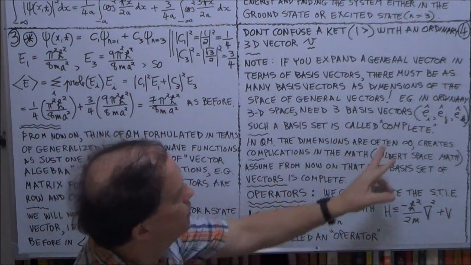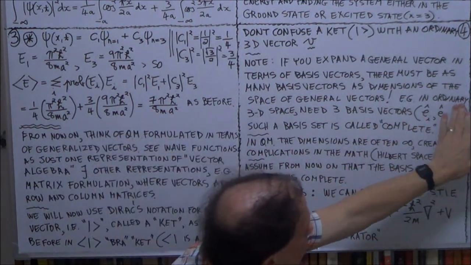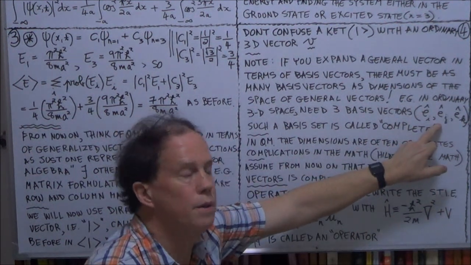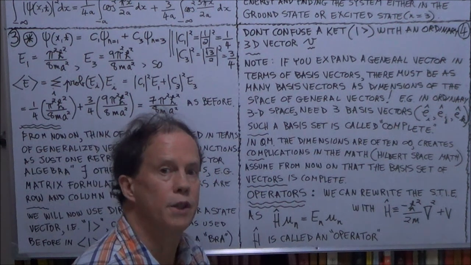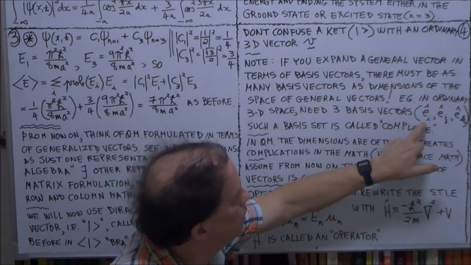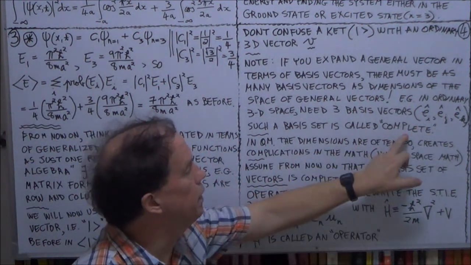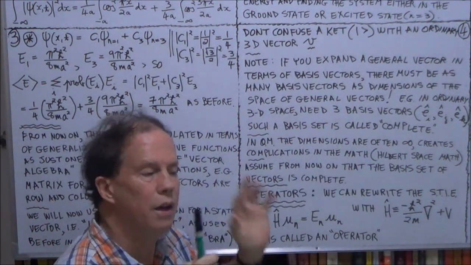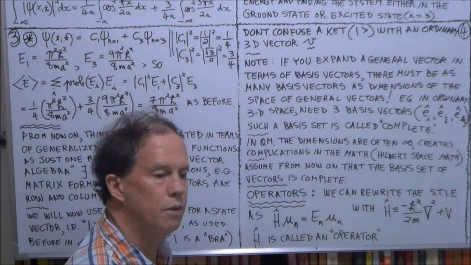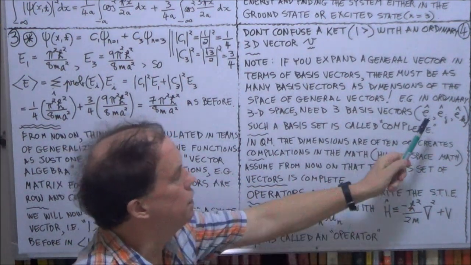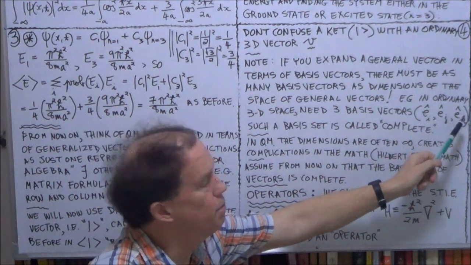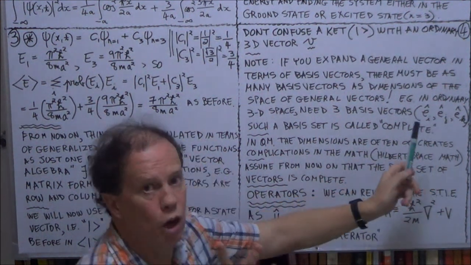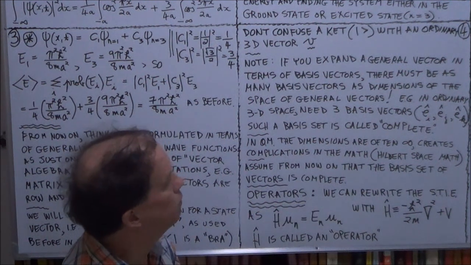Now, say I only had two of them. Say I only had the i and the j. So that would not be sufficient. That set of ei and ej would not be complete, because I could have vectors that I wanted to represent in terms of i, j, and k, but the k is missing. So that set of i and j only would not be complete.